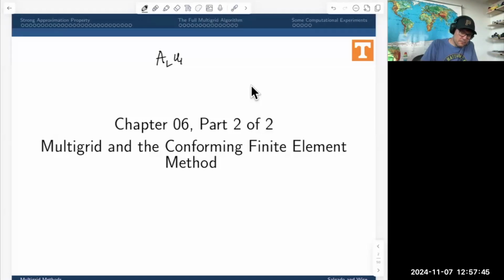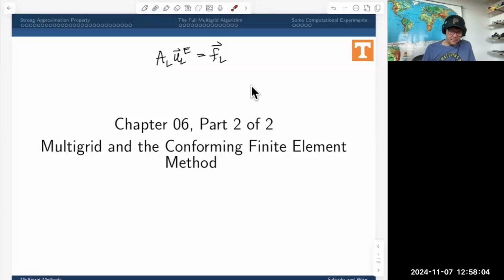A_L u_L = f_L. So we discretized the PDE, the Poisson problem, by the finite element method. We obtained a linear system of equations, and now we want to solve this via the multigrid method.